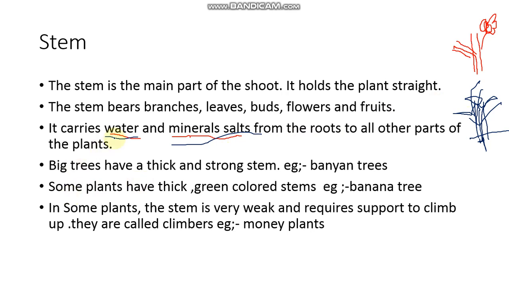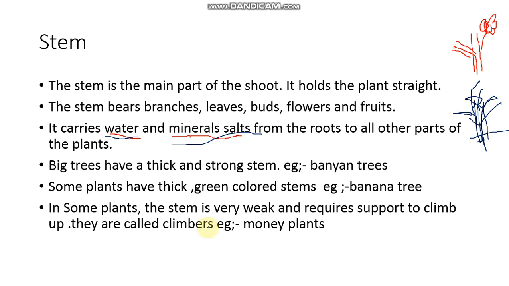Okay, you have seen many trees, students. You observe the stem of that. The big trees have a thick and strong stem. Example, banyan tree. Next, some plants have a thick green colored stem. Example, banana tree. And some plants are very weak in stem. They can't stand straight, so they require a support to climb up. That is called a climber.